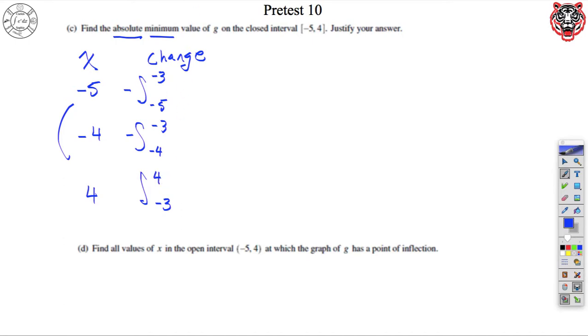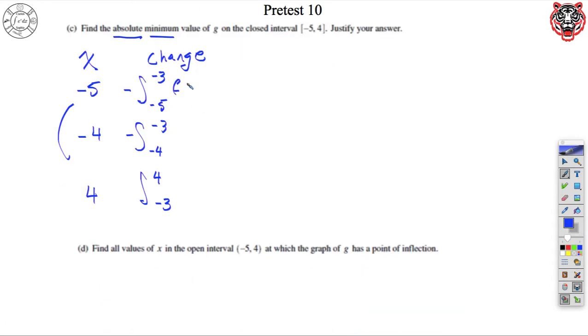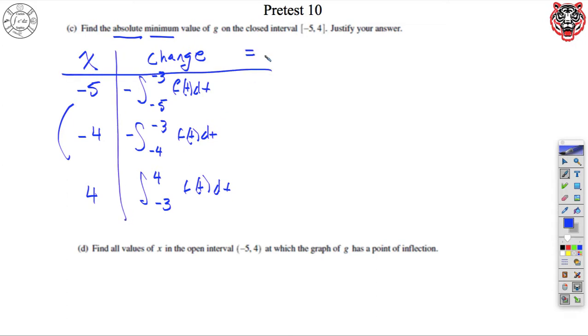And all of these are going to be, our function was a graph of f of t. So I'm going to write f of t in here. f of t dt, f of t dt, and f of t dt. All right, what do these equal? So this is the table that we have, and this is going to equal end.